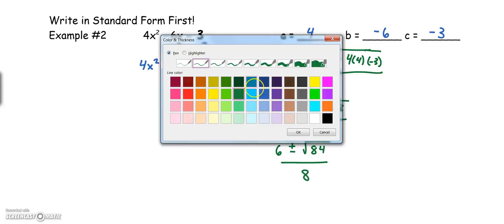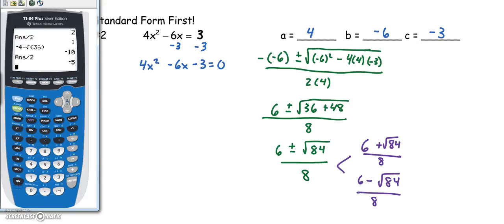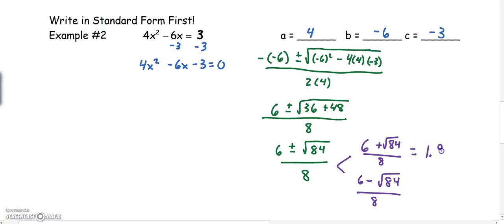Now I'm going to split up into my two solutions. So I have 6 plus the square root of 84 over 8, and 6 minus the square root of 84 over 8. Remember, when you enter that in a calculator, you want to do your numerator by itself first, so 6 plus the square root of 84. Divide that by the denominator, which is 8. And this time we get a decimal, so we're going to round to the nearest hundredths. Because of this 5, it rounds up our 9. So this rounds to 1.90.